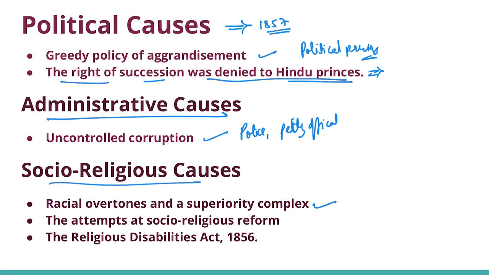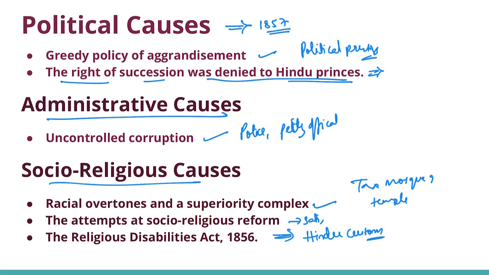The attempts at socio-religious reform, like abolition of sati, support for widow remarriage and women's education, were seen by a large section of the population as interference by outsiders in the social and religious domains of Indian society. These fears were compounded by the government's decision to tax mosque and temple lands and by making laws such as the Religious Disabilities Act of 1857, which modified Hindu customs.